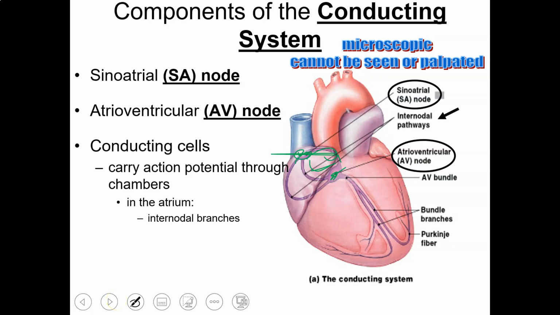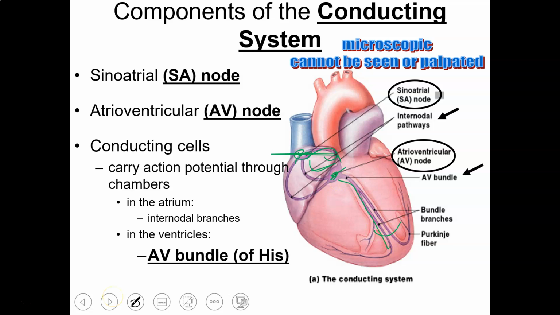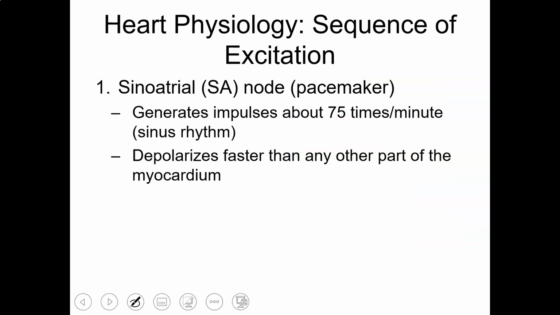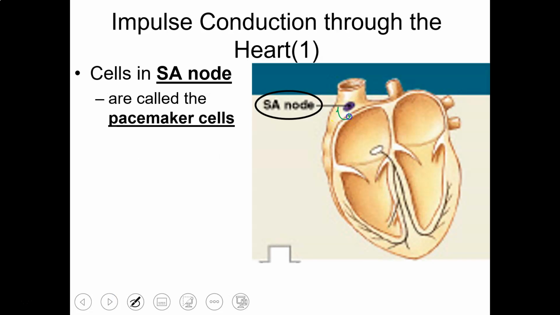From the sinoatrial node, we're going to go down this atrioventricular bundle, or the bundle of His, and then back up these things on the side called Purkinje. The pacemaker of the heart is the SA node. It generates sinus rhythm about 75 beats a minute. It's the fastest part of the depolarization process. So cells here depolarize. They're the first ones to do it.